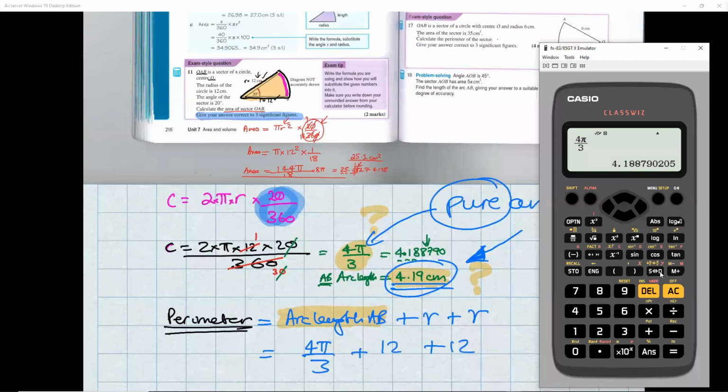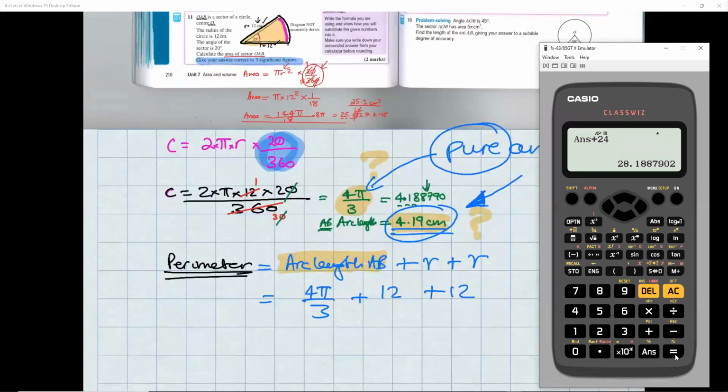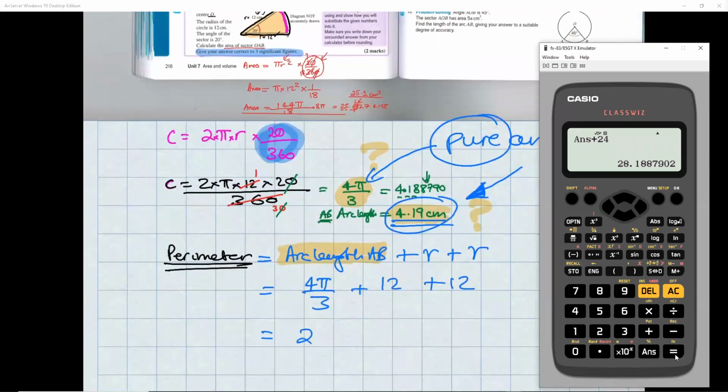So let's pop that into the calculator and see what that gets us. Oh, 4 pi over 3 is already in my calculator, so all I have to do now is add to that. 12 plus 12 is 24. I've got the pure answer from the memory. I haven't pressed cancel or on and had to type it in. It's all stored. I press equal, and that gives me a nice, lovely answer. So I now get 28.1887902. Now we can actually round that off.